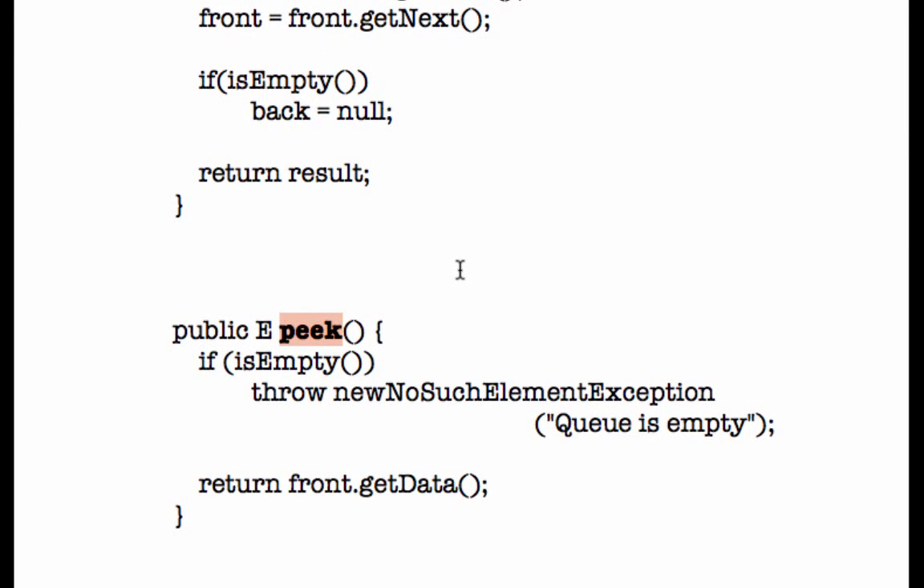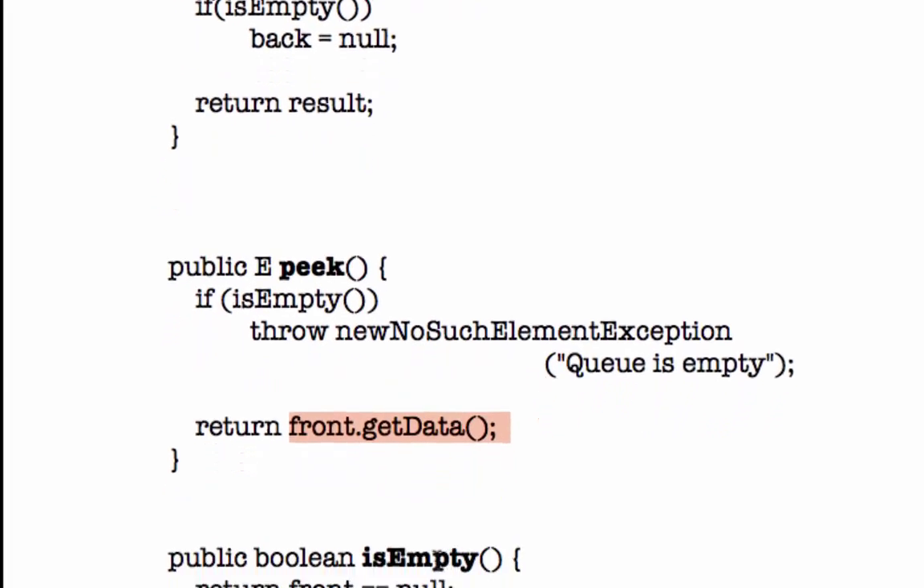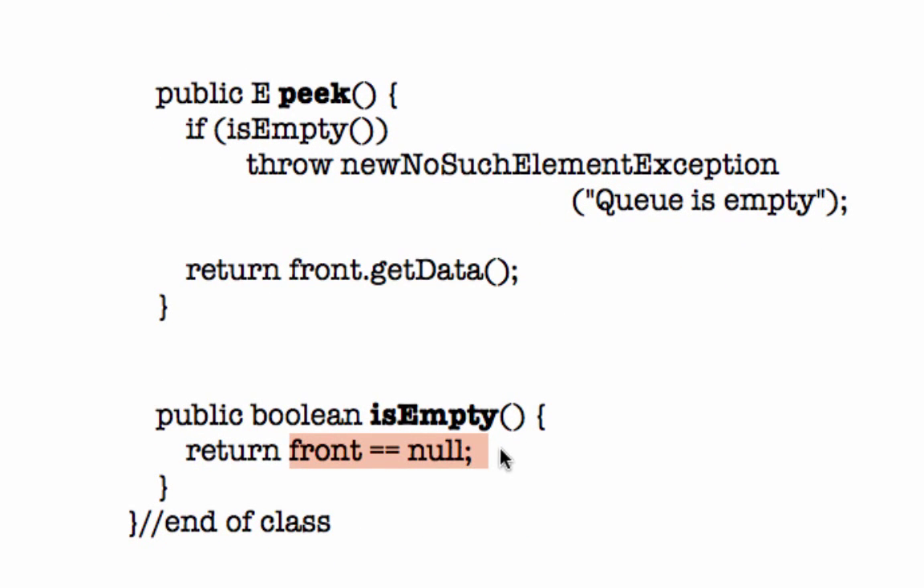Peek is simply to retrieve the element, the value of the object in the node at the front of the list. So again, I need to make sure that the list is not empty. If it is, I'm going to throw an exception indicating that the queue is empty. Otherwise, I simply use my node class method, getData, to retrieve the object on the first node, and simply return it. And finally, isEmpty. I'm going to check that front is null. Okay, so if the front is null, then I guarantee that my list, or my queue in this case, is empty.